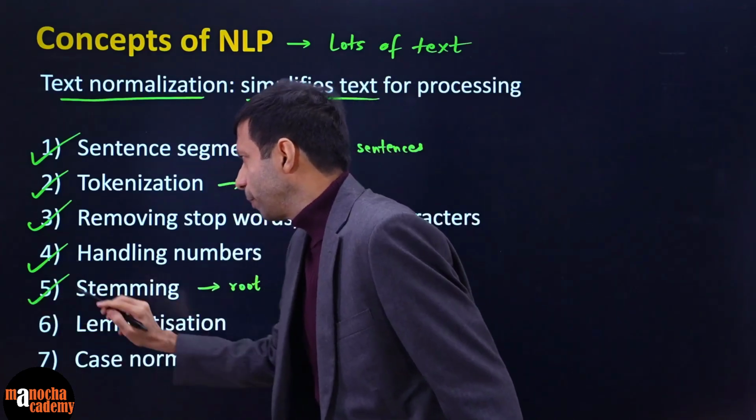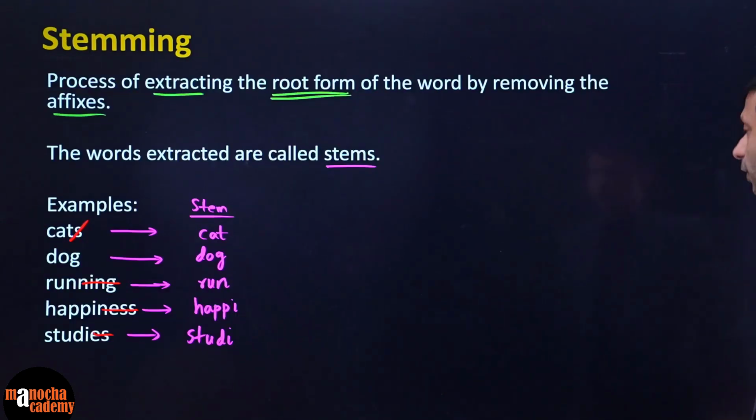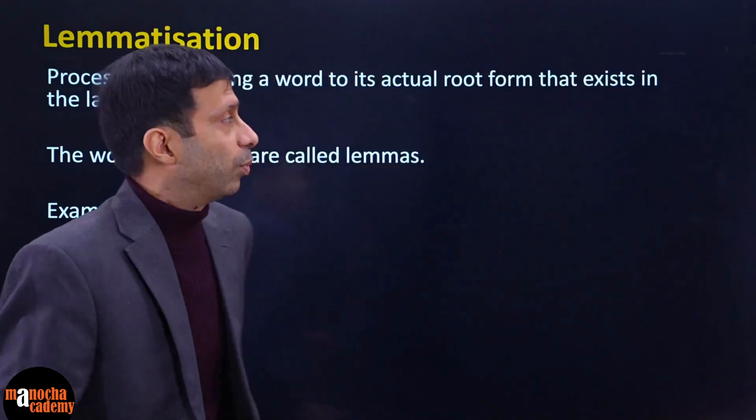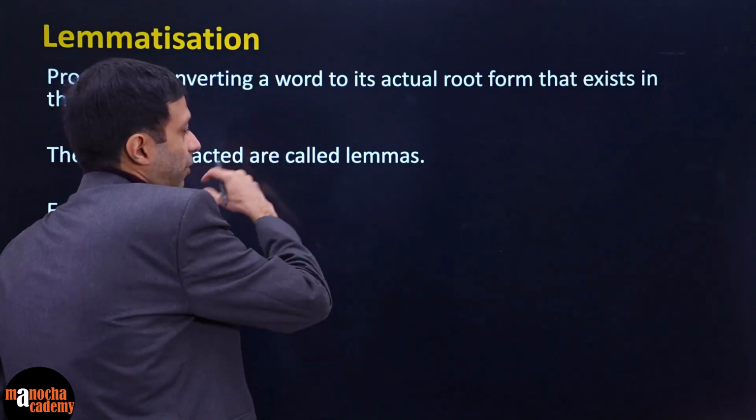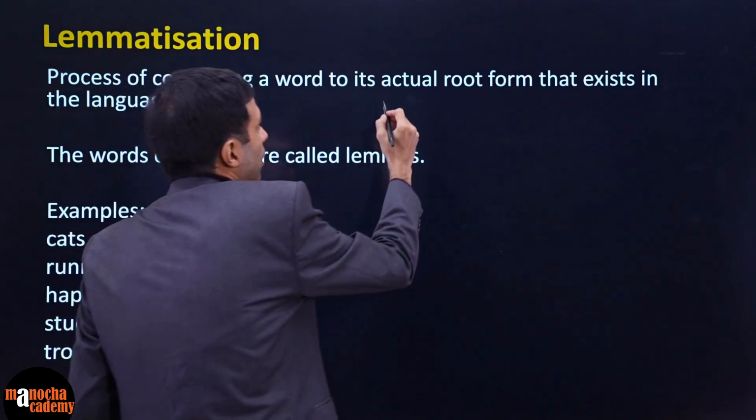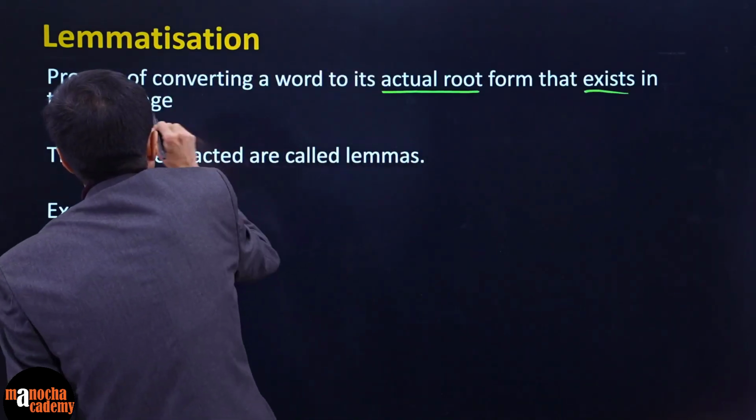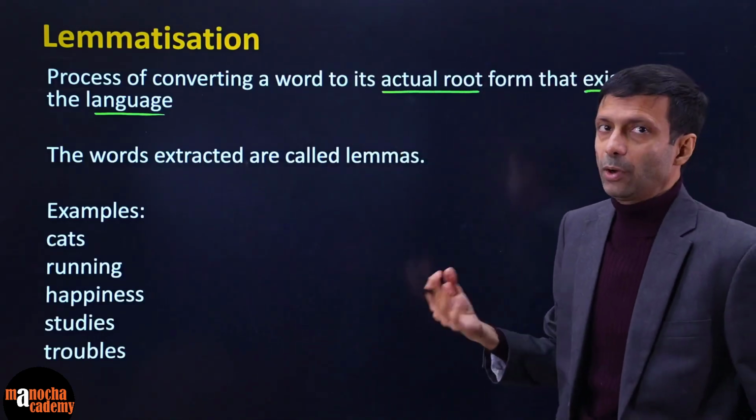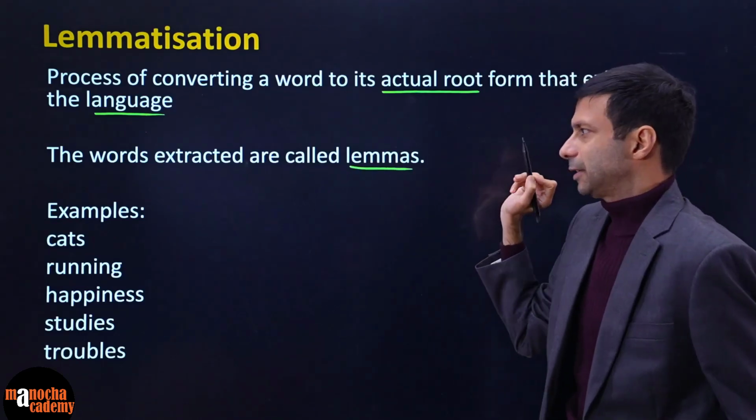But we have not got the proper root word. So that is the job of lemmatization. So after stemming comes lemmatization, the process of converting the word to its actual root form. So whatever output you got from stemming, you are giving the actual root form, the word that actually exists in the language. So basically not a fake word, because stemming could give a fake word, or a word which doesn't exist, and this we call lemmas.